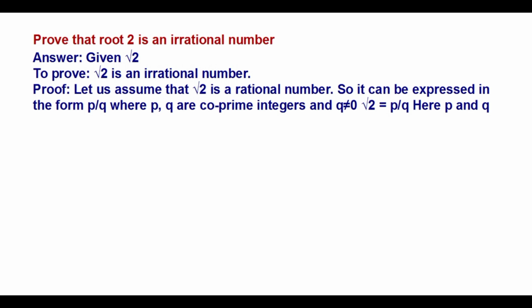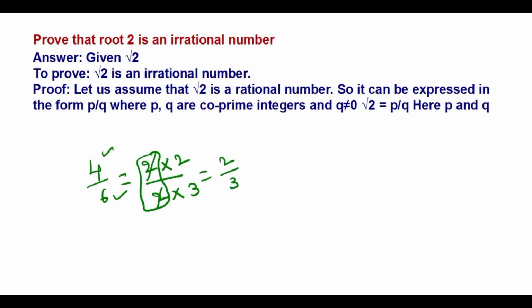Co-prime integers mean, suppose you take a number like 4 by 6. Here 4 and 6 are integers, but they are not co-prime integers. 4 and 6 have a common factor, that is 2. This 2 gets cancelled, and we have 2 by 3. So 2 by 3 has no common factor other than 1. Then 2 and 3 are called co-prime numbers. Understood? Co-prime numbers mean they have no common factor.